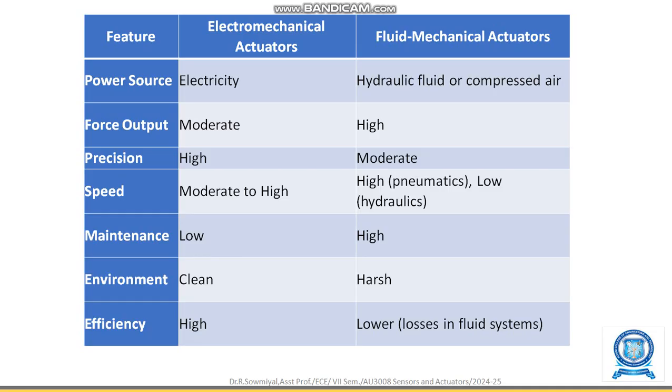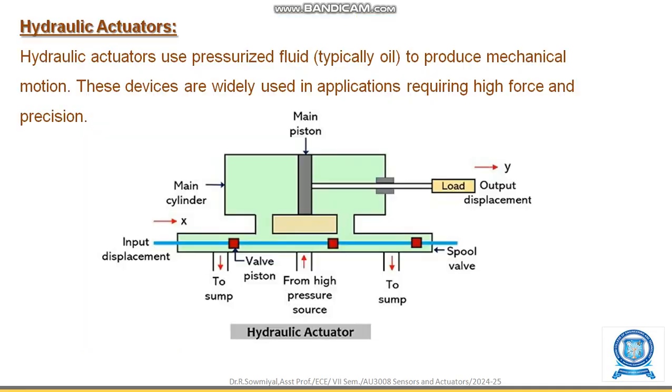Maintenance is very low in electromechanical actuators and very high in fluid mechanical actuators. Efficiency is high in electromechanical actuators, and in fluid mechanical actuators the efficiency is low. Now let's see what hydraulic actuators are. Hydraulic actuators use pressurized fluid to produce mechanical motion. These devices are widely used in applications requiring high force and precision.